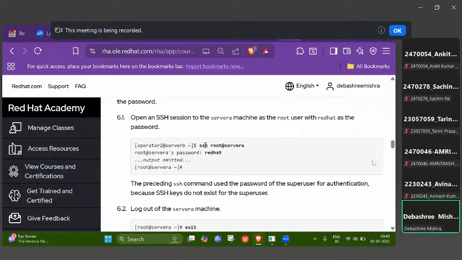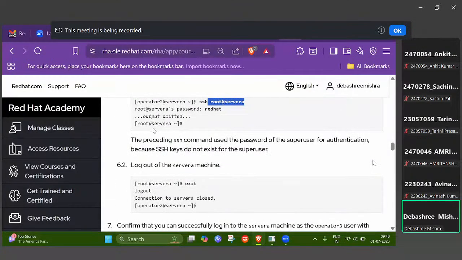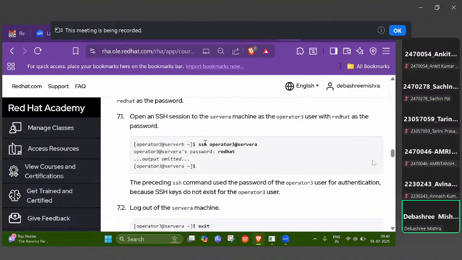session, and then again you need to log in as root user in server A, and then you can give the password. Now you can just check, you are right now the root user in server A in admin mode. Okay, so this is how it will be working.